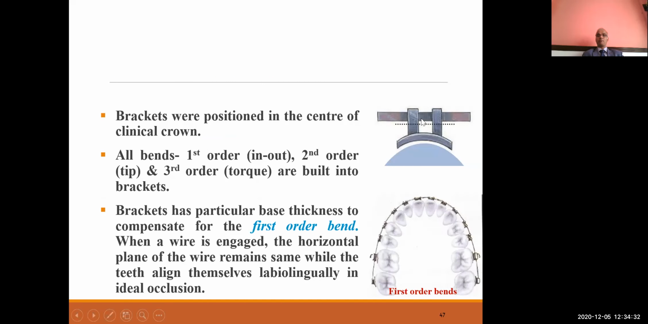So brackets were positioned in the center of the clinical crown, and all the bends, that is first, second, and third order, are built into the bracket. So the brackets have a particular base thickness to compensate for the first order bends. Like in upper lateral incisors, the base thickness is more for the first order bend. When a wire is engaged, the horizontal plane of the wire remains the same, while the teeth align themselves labially in the ideal occlusion. So by this, first order bends will be expressed.